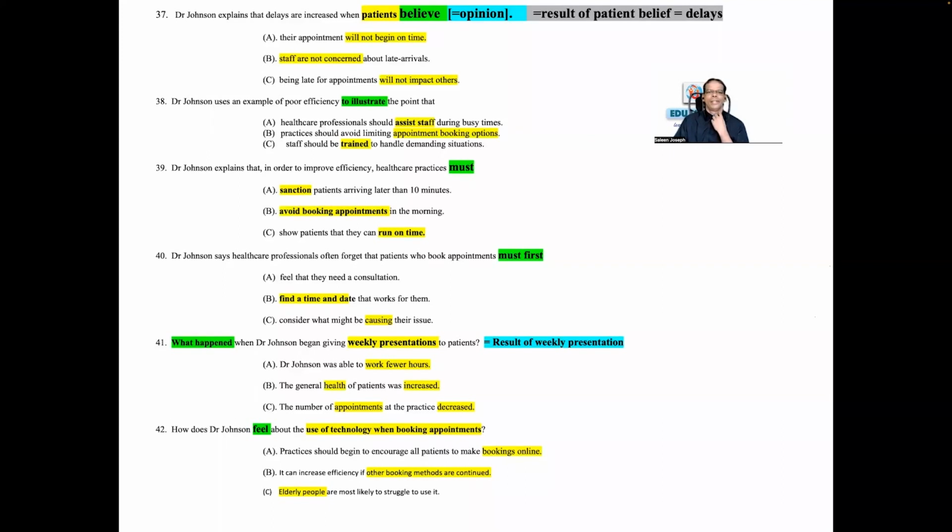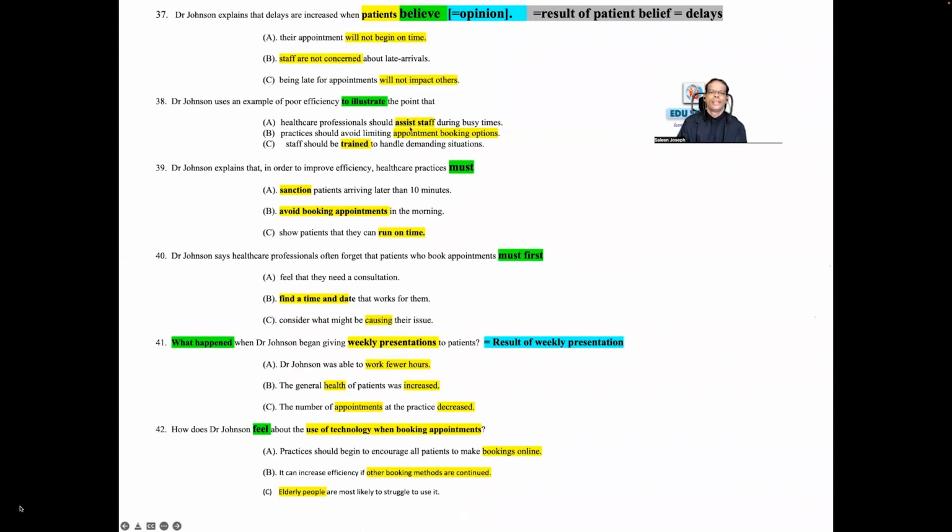Okay, 38, somebody read, please. Dr. Johnson uses an example of poor efficiency to illustrate the point that: A, healthcare professionals should assist staff during busy times. B, practices should avoid limiting appointment booking options. C, staff should be trained to handle demanding situations.